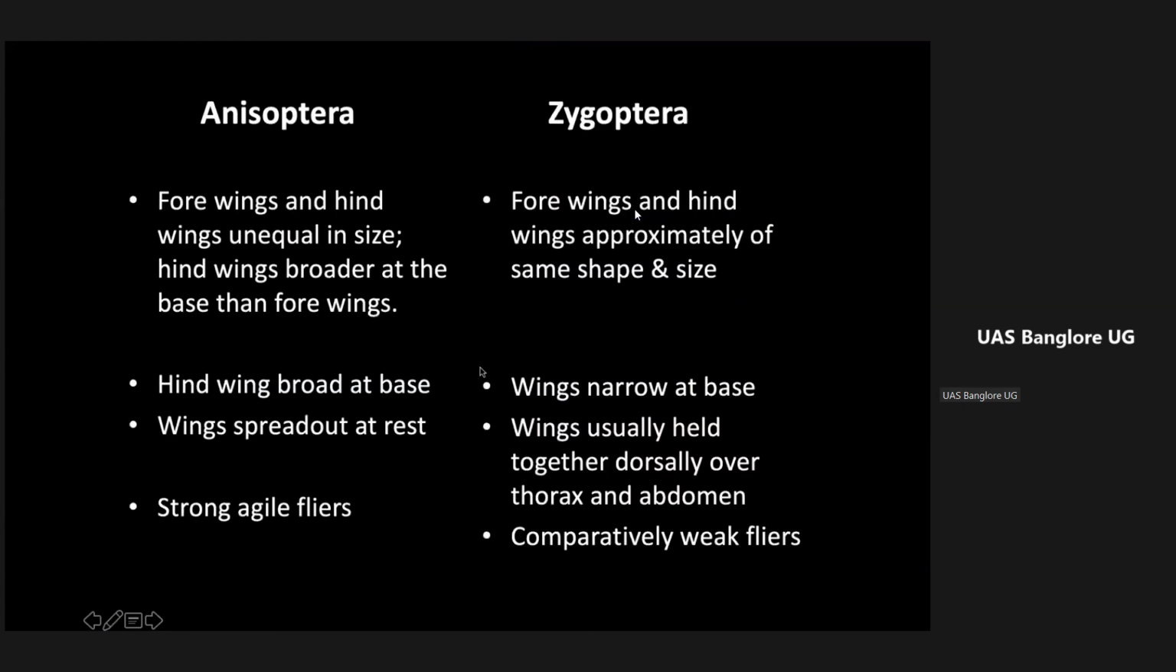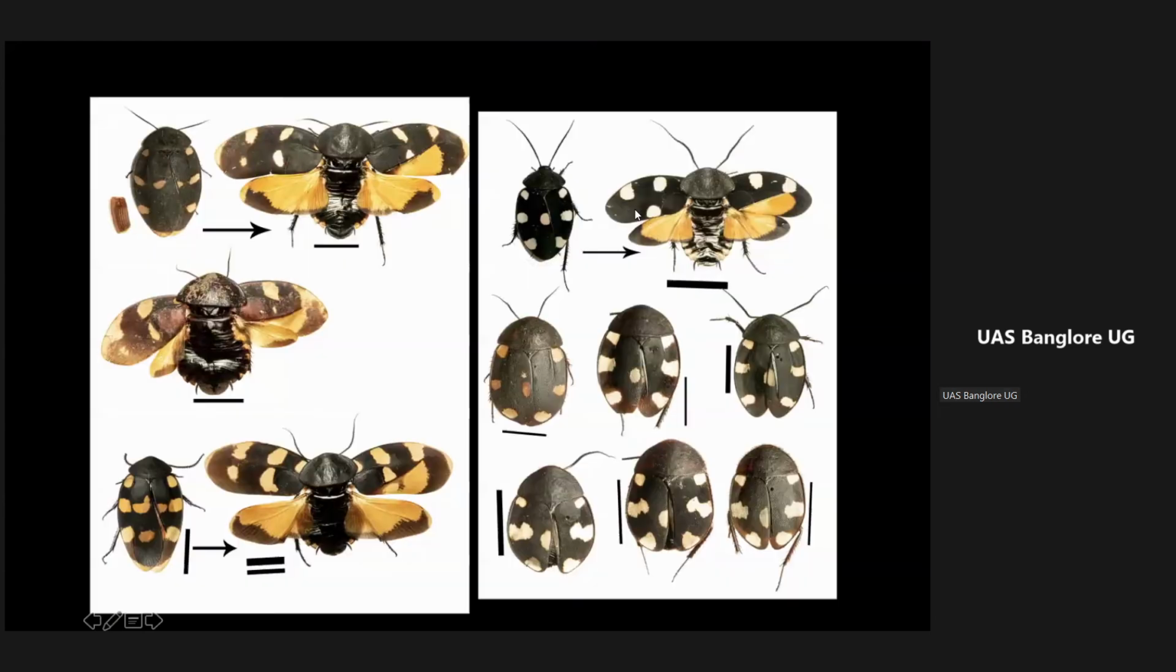Anisoptera are dragonflies, Zygoptera are damselflies. Then coming to the next insect order, Dictyoptera are your cockroaches. Can you all see this? Do you believe these are cockroaches? But these are the cockroaches.